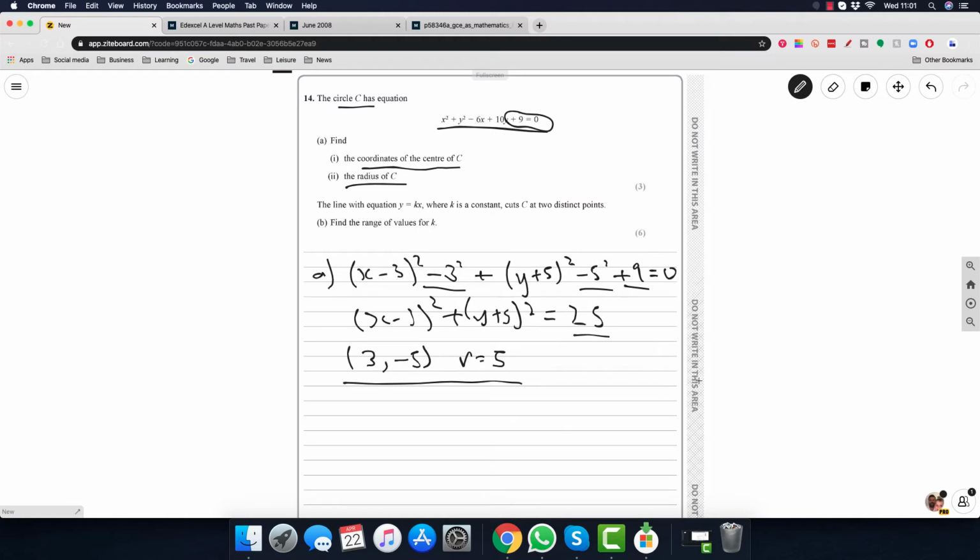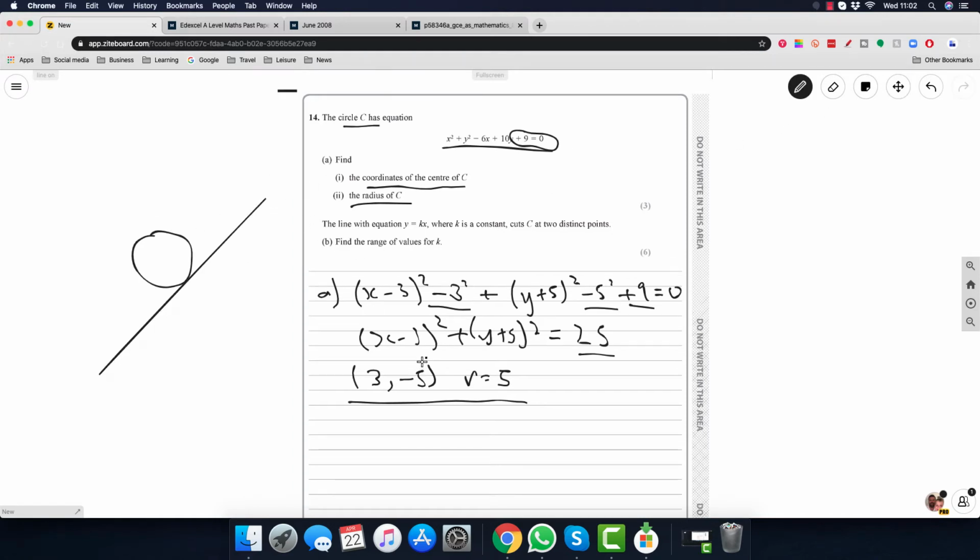So part B, it says the line with equation y equals kx, where k is a constant, cuts C at two distinct points. So C is just the circle that we found in part A, and the line y equals kx is just a straight line. Let's have a think about the different ways we could draw a circle and a line. It misses the circle completely, or if the line is a tangent to the circle, you can say that it cuts the circle at one point.